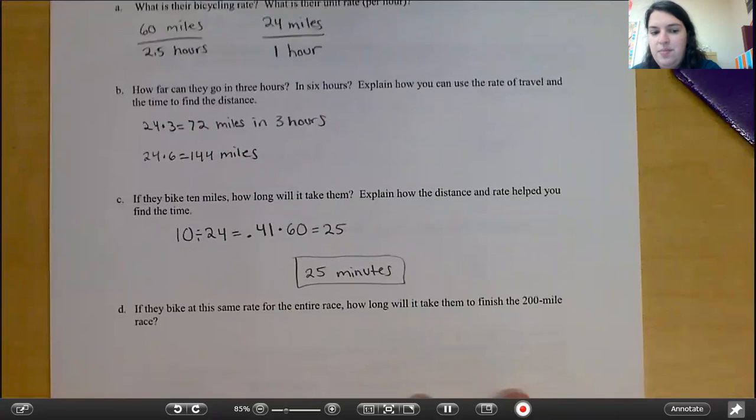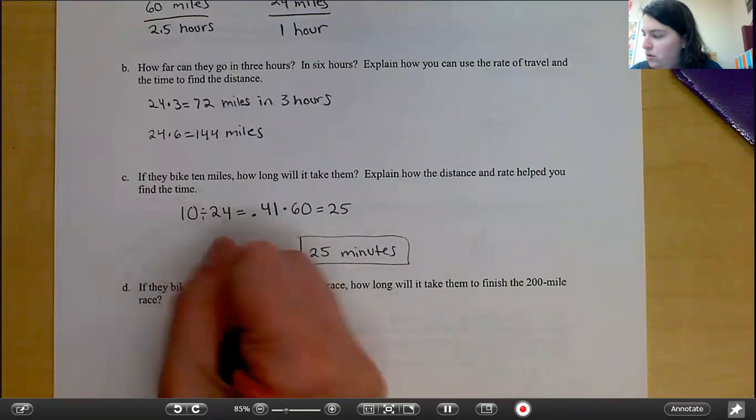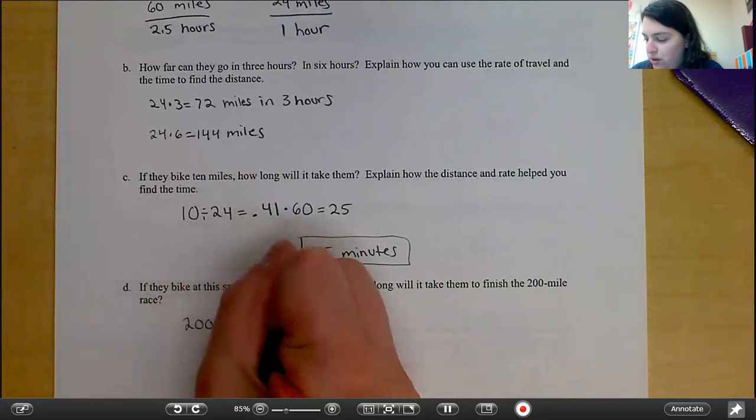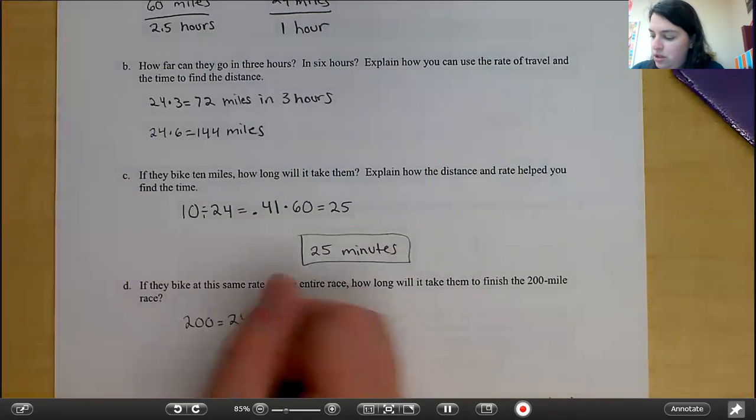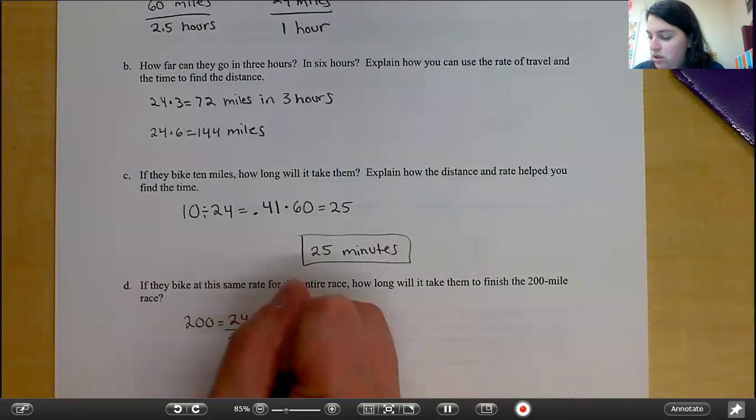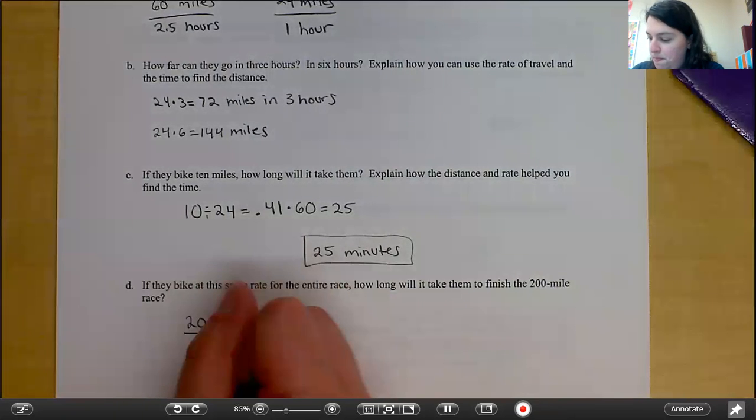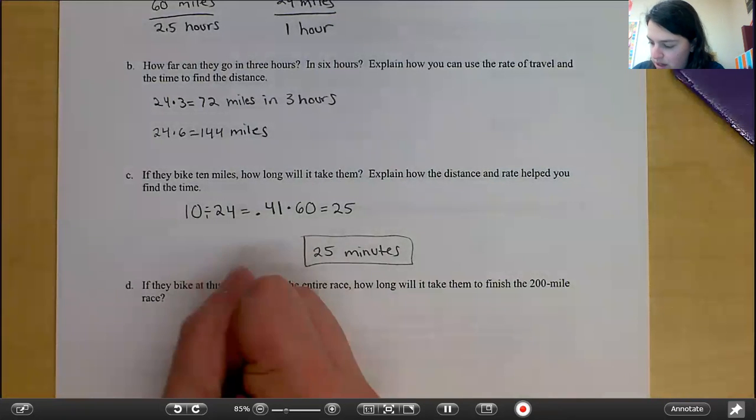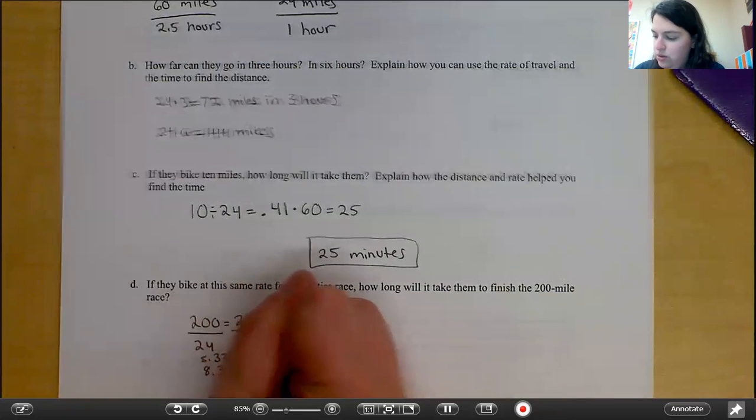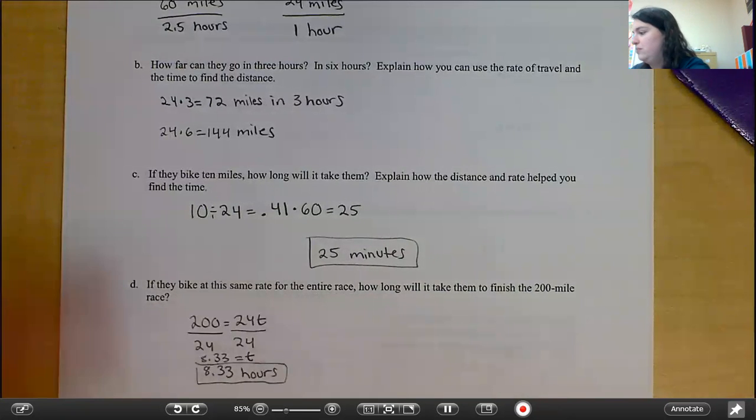D, if they bike at this same rate for the entire race, how long will it take them to finish the 200-mile race? Well, we know the whole race is 200 miles, 24 times our time, which we don't know. Again, to undo multiplication, we need to do division. So 200 divided by 24 is about 8.33, and that equals t, so it'd be about 8.33 hours.